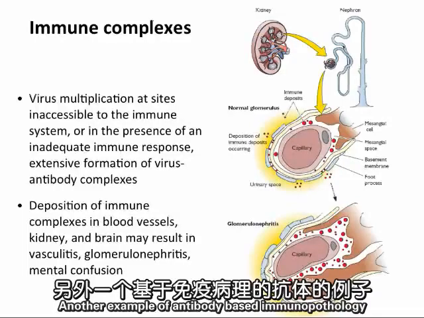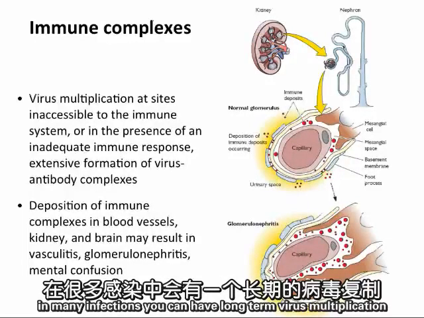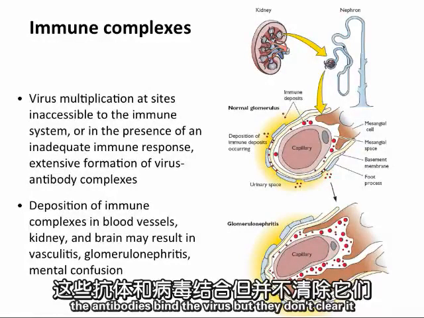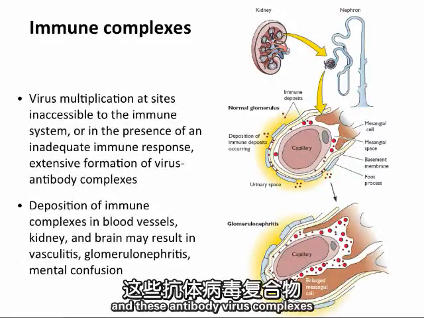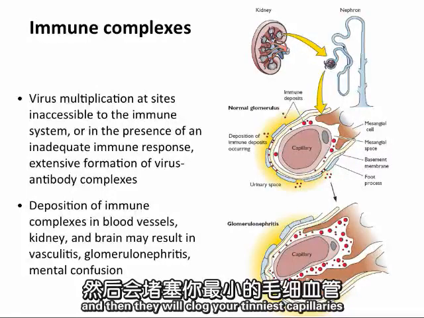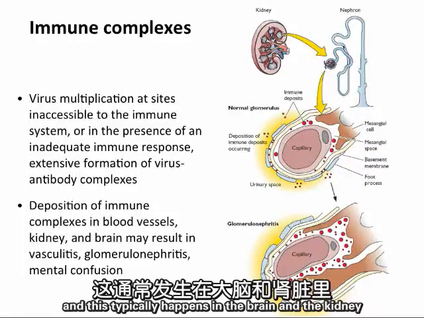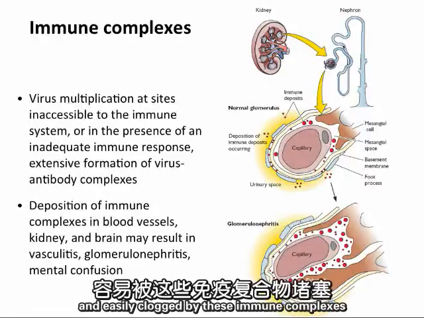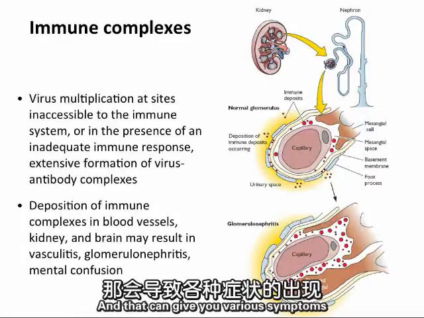Another example of antibody-based immunopathology: in many infections you can have long-term virus multiplication. You make an antibody response. The antibodies bind the virus, but they don't clear it. And these antibody-virus complexes can start to reach very high concentrations, and then they will clog your tiniest capillaries. This typically happens in the brain and the kidney, where the capillaries are tiny and easily clogged by these immune complexes. And that can give you various symptoms.